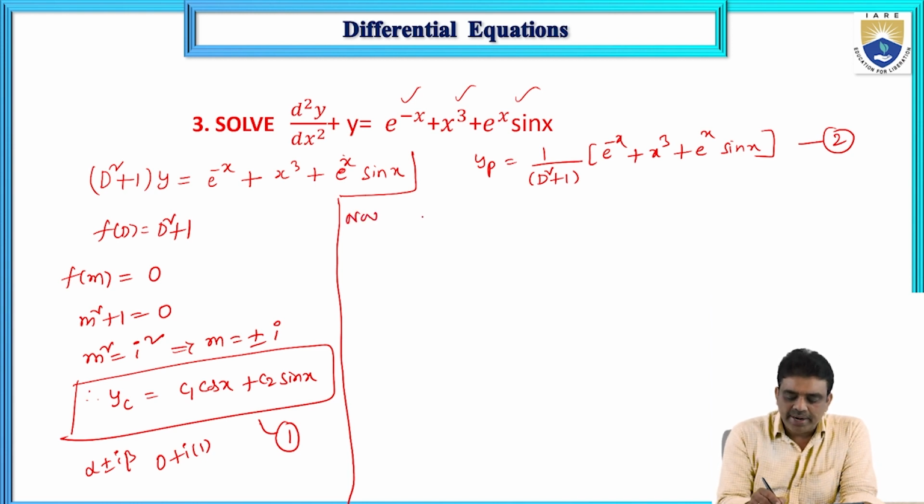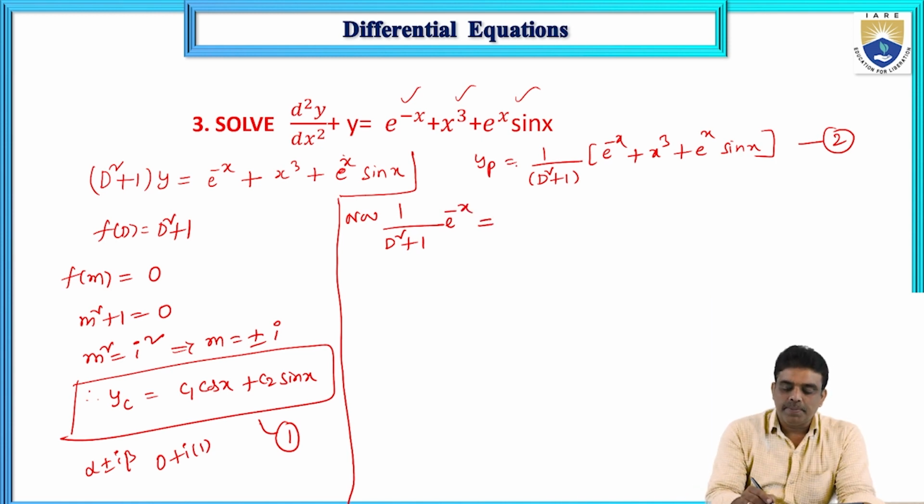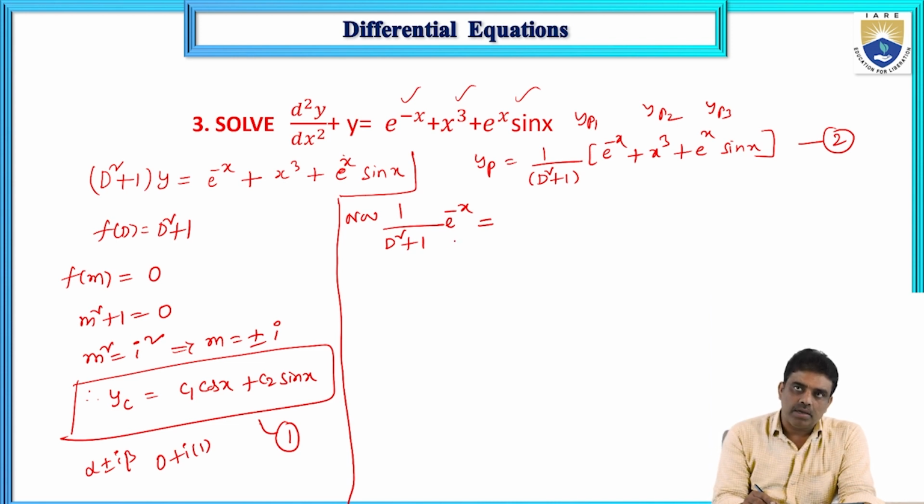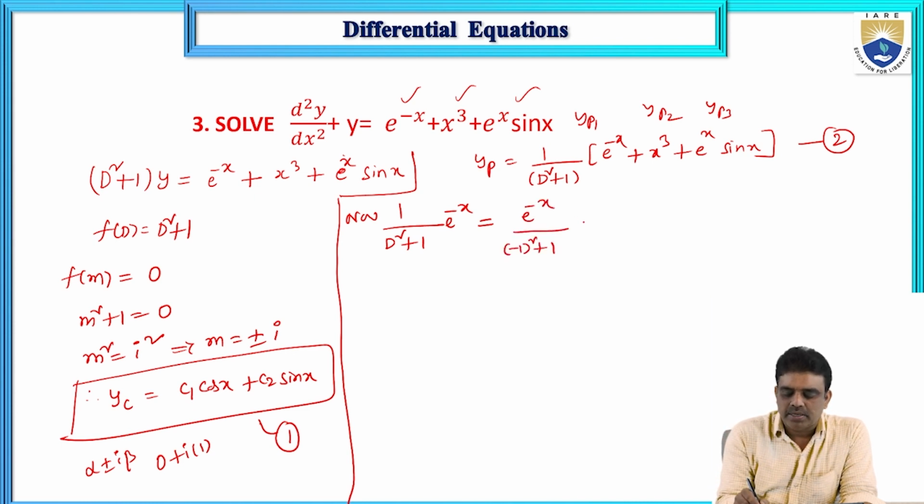Now I am finding first 1 by D square plus 1 of e power minus x. So this is yp1, yp2, yp3. So on adding all the three, you'll get yp. According to the shorter method of type 1, just replace D by minus 1. Then, if it is not equal to 0, what is the value? e power minus x by minus 1 whole square plus 1. So what is the value? e power minus x by 2.